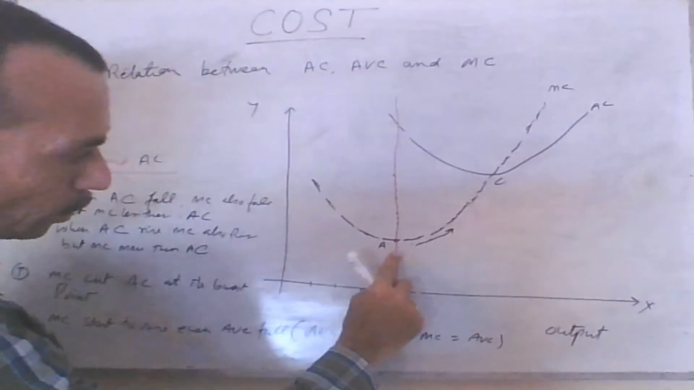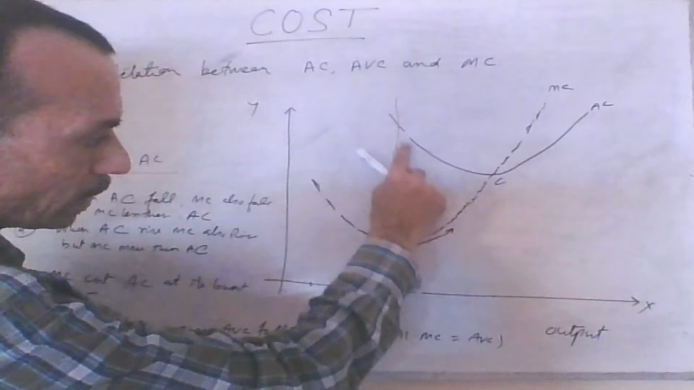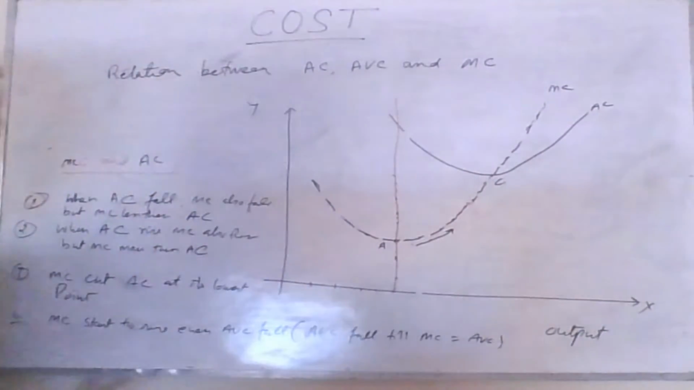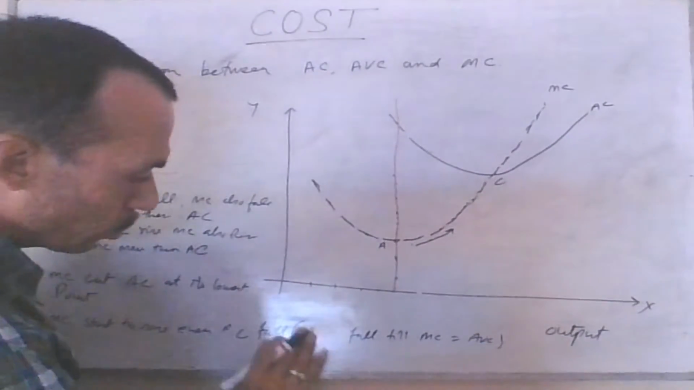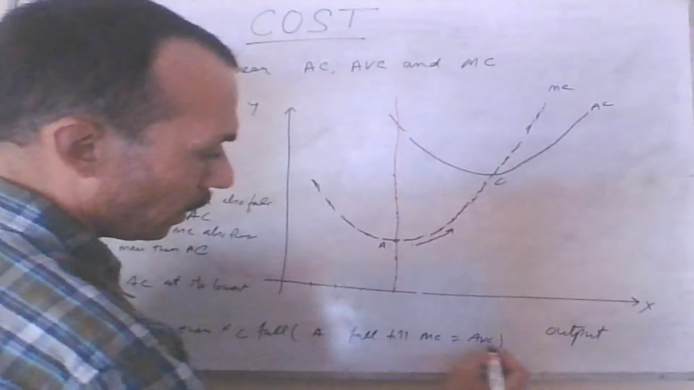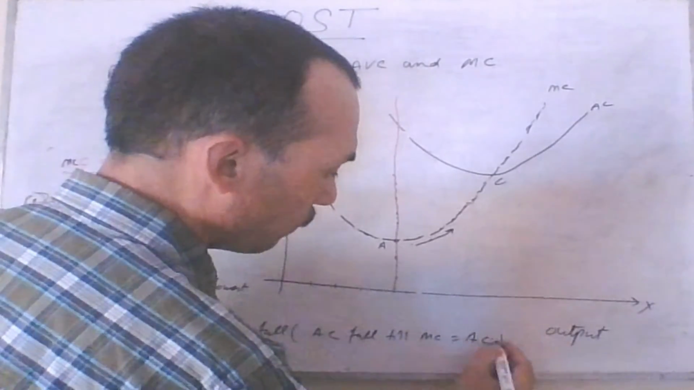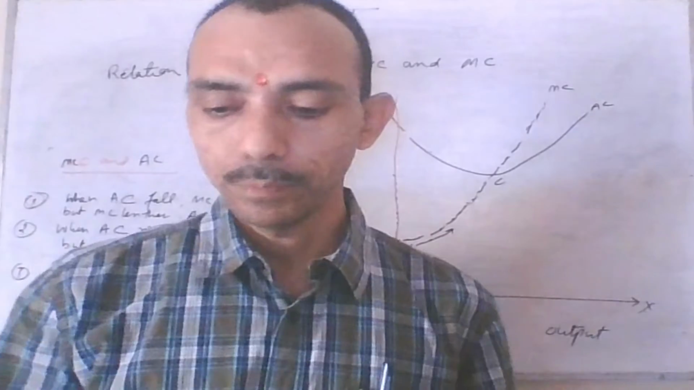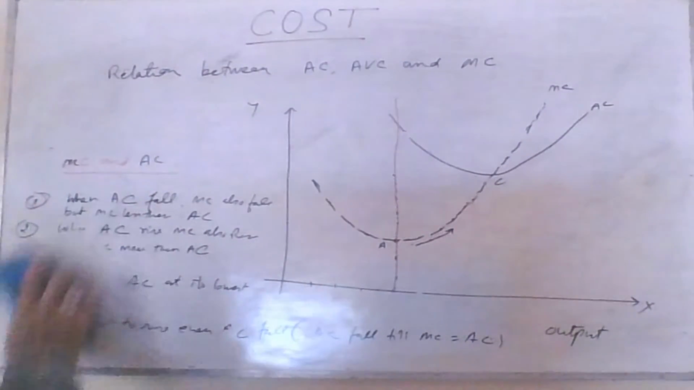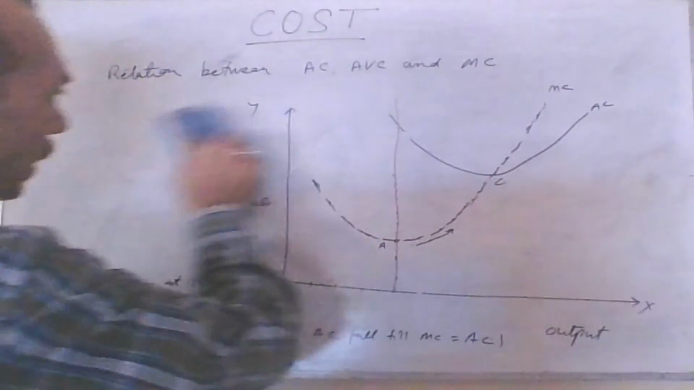MC starts to rise from A onward, while the AC continuously falls till the point C. MC starts to rise even as the AC falls, so we can say the AC falls till MC equals AC. It means the MC and AC relation is the same as the MC and AVC relation. Now let's take a numerical example.